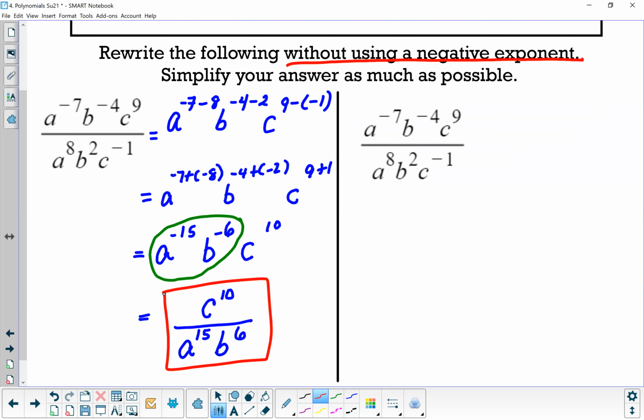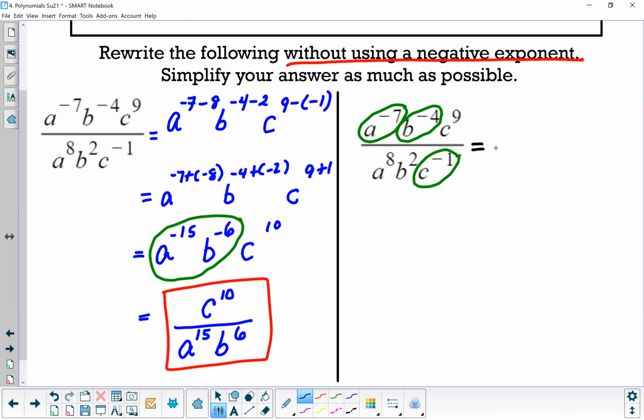Okay, now as before, I shared my dislike for the quotient rule. So I'm going to try this question again, and this time I'm going to show you how I'm going to do it without using the quotient rule. So I'm going to start the question again. I'm going to take the reciprocal of a to the negative 7, I'm going to take the reciprocal of b to the negative 4, and I'm going to take the reciprocal of c to the negative 1.